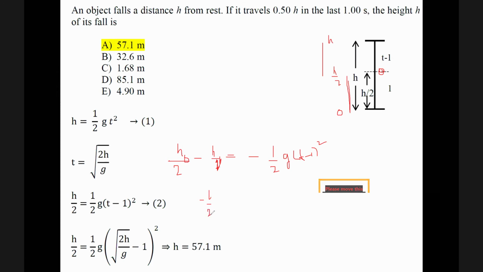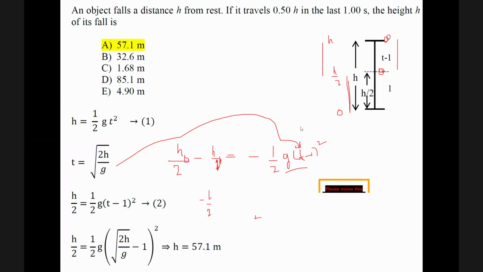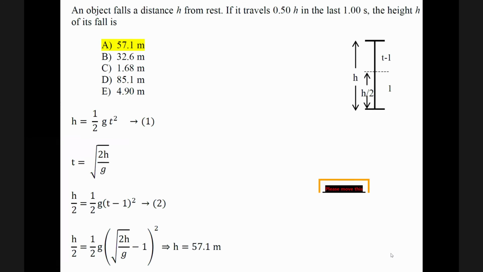And here equals what? What's the v initial here? V initial here is 0. So it is 0 minus half g, and what's the time for this trip from here to here? t minus 1. Now I substitute this equation 1 into this t, and then I can get the total height for the whole trip, 57.1. I hope when you attempted that you tried to understand it, because we cannot spend too much time on every question.